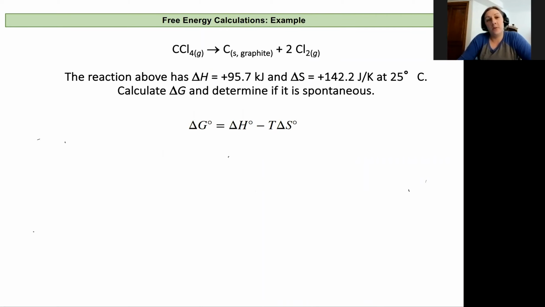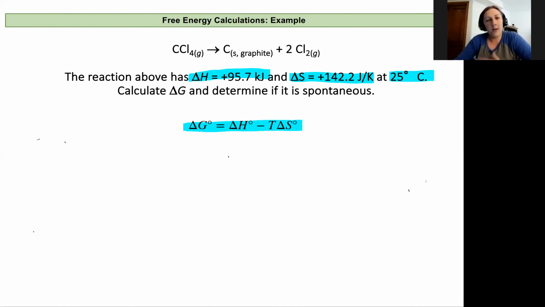In this video, we're going to walk through a calculation using the equation that we just introduced for Gibbs free energy. In this problem, we've been given information about enthalpy, entropy, and temperature, which we'll need to plug into our equation for free energy as it relates to enthalpy and entropy.